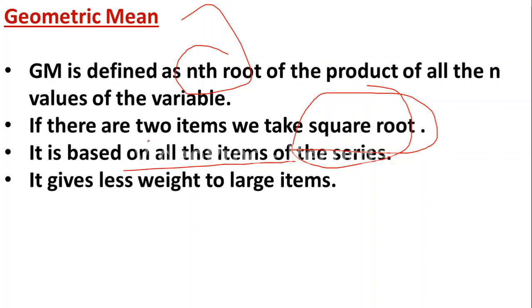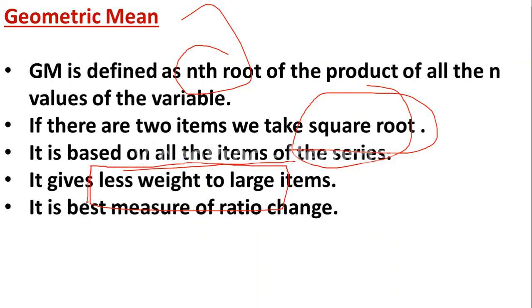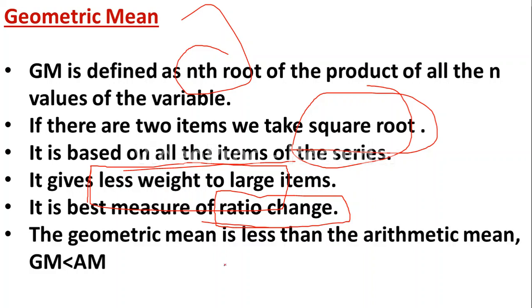And geometric mean gives less weight to large items. So this you have to remember. Then it is the best measure of ratio changes. Very important, geometric mean is the best measure of ratio change. Then the geometric mean value is always less than the arithmetic mean. So please remember it, GM is always lesser than AM.